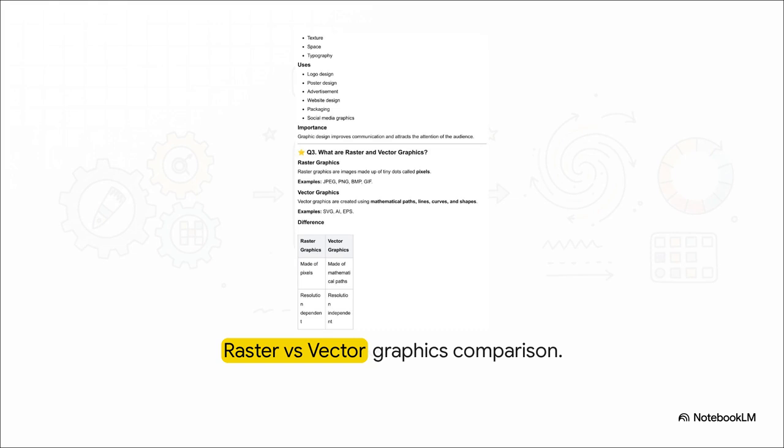Think about the contrast here. Raster is made of pixels and loses quality the moment you enlarge it, but it's perfect for complex photos. Vector is made of math and stays perfectly crisp no matter what, making it perfect for clean logos. Choosing the right foundation before you start essentially dictates the success of your entire project.